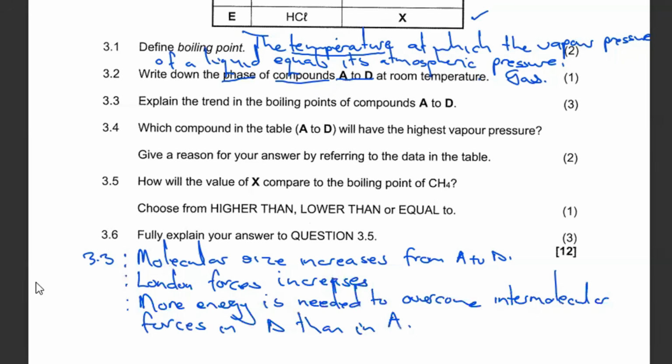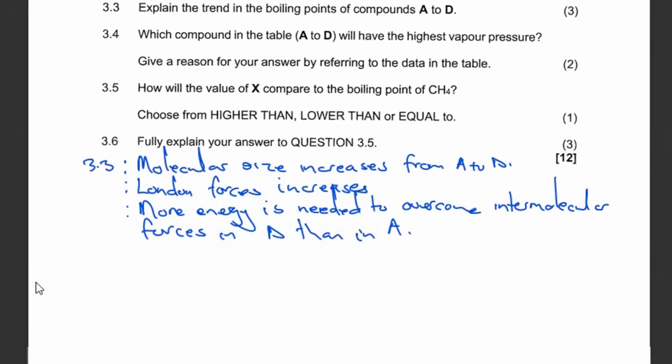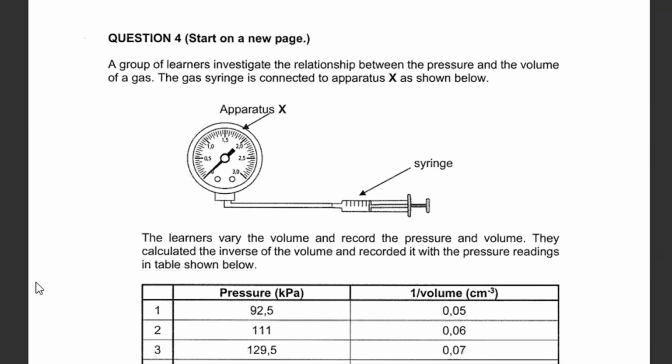You will notice that molecular size increases from A to D, so London forces increase as you move down. Then it means more energy is needed to overcome intermolecular forces in D than in A. More energy is needed to overcome the forces in SiH4 than the ones in CH4. Then we move on to question number 4.